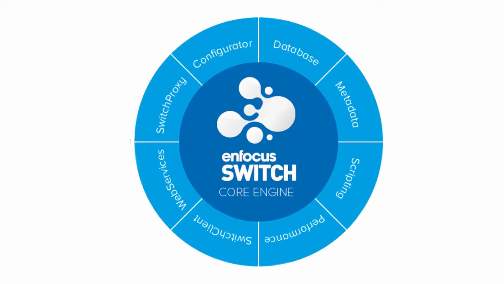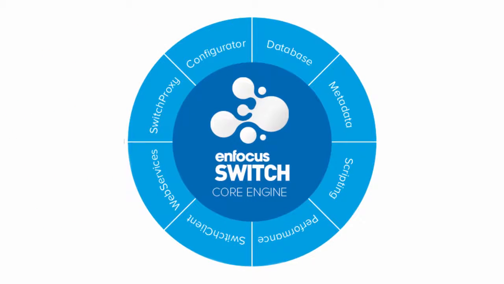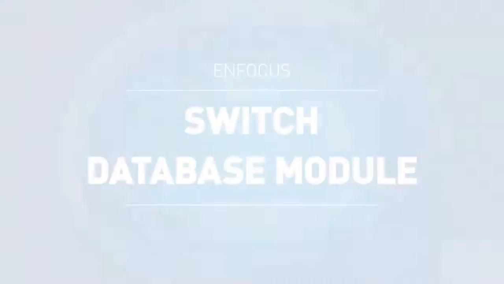Switch is an automation tool for both OS X and Windows that can automate a whole host of repetitive tasks that are very often still done manually. Switch is built up in a modular way around a core engine and a number of modules that extend its functionality. This movie focuses exclusively on the database module.